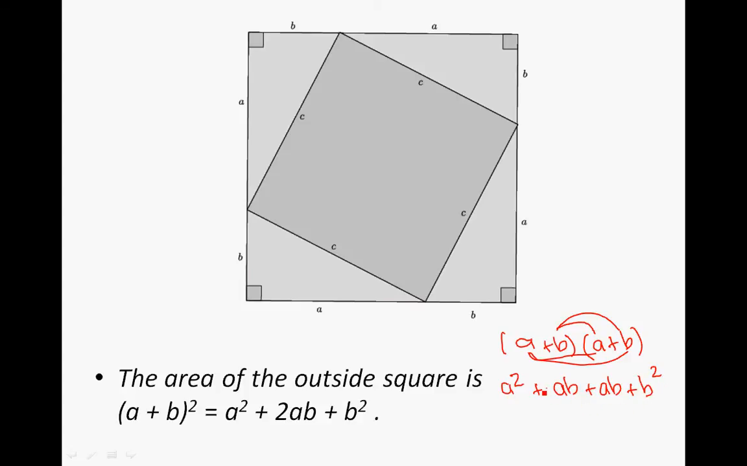So now I have a squared plus ab plus ab plus b squared. Well, if you notice here, ab plus ab is how many ab's? Well, that would be 2. So I can simplify this as a squared plus 2ab plus b squared. And that is how the quantity of a plus b squared is equal to a squared plus 2ab plus b squared.